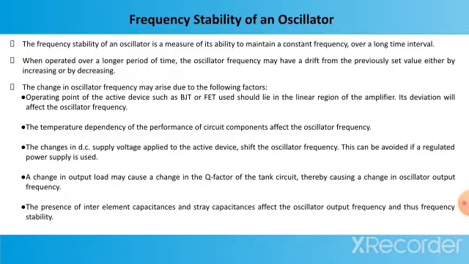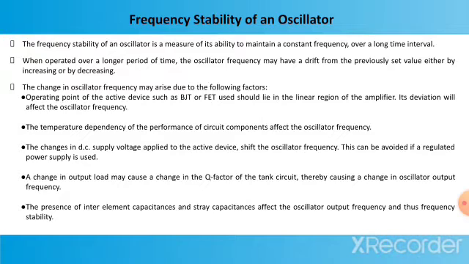First, the operating point of the active device such as BJT or FET used should lie in the linear region of the amplifier. Its deviation will affect the oscillator frequency. Next, the temperature dependency of the performance of circuit components affect the oscillator frequency. The changes in DC supply voltage applied to the active device shift the oscillator frequency. This can be avoided if a regulated power supply is used.